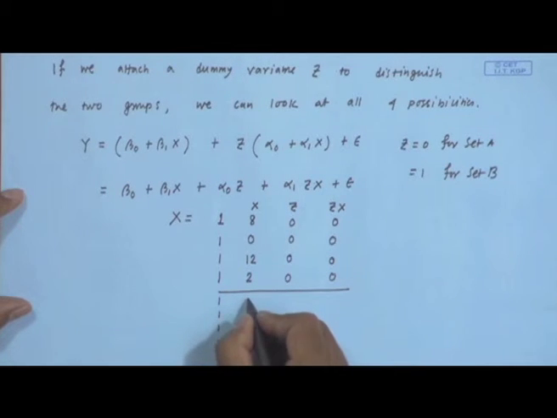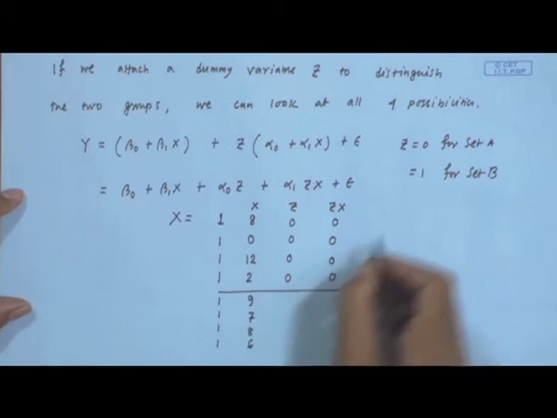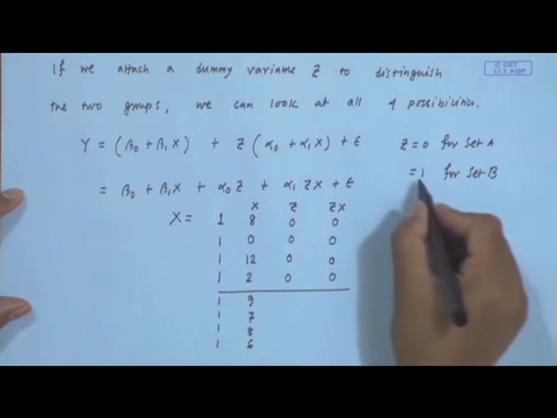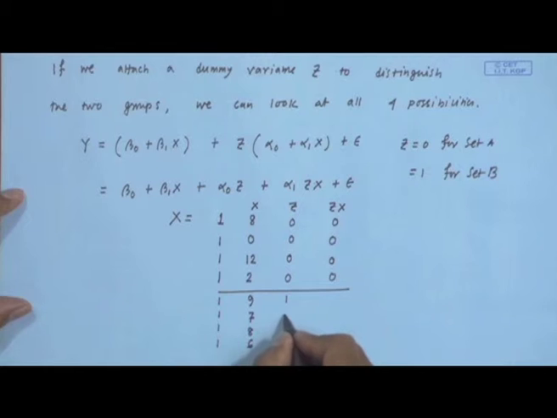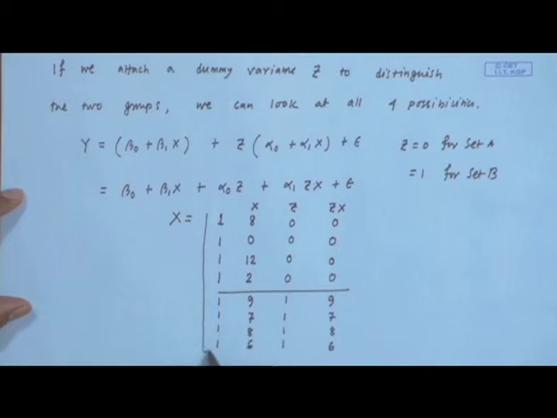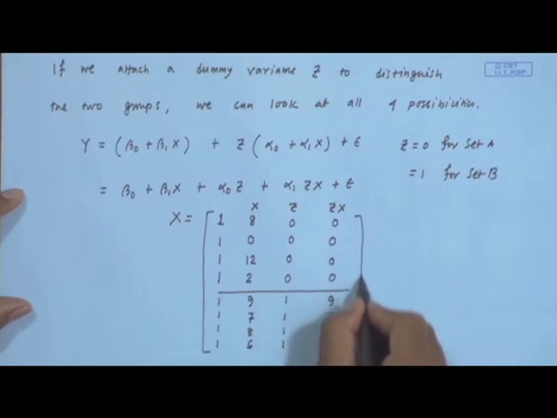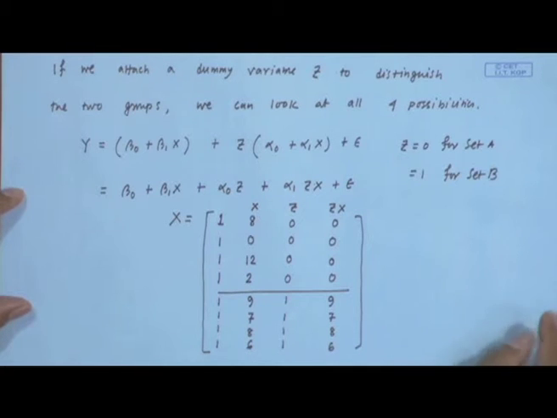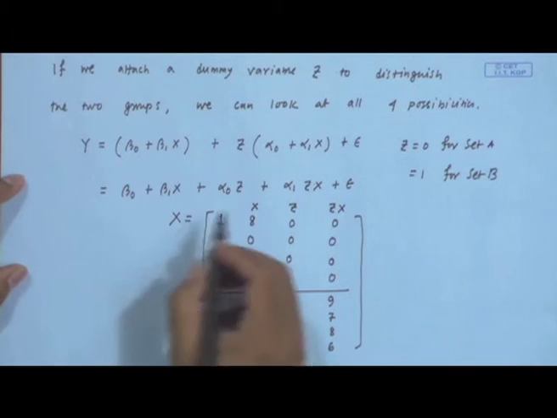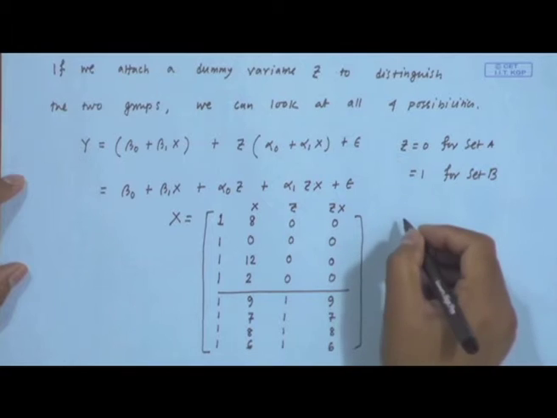that the x values are 9, 7, 8, 6, and for the second set or set B, z is equal to 1. So, I will put z equal to 1, 1, 1, 1, and then of course, z x is equal to 9, 7, 8, 6. So, this is what my X matrix is in matrix notation. Of course, I am sure that you understand the difference between this X and this X.